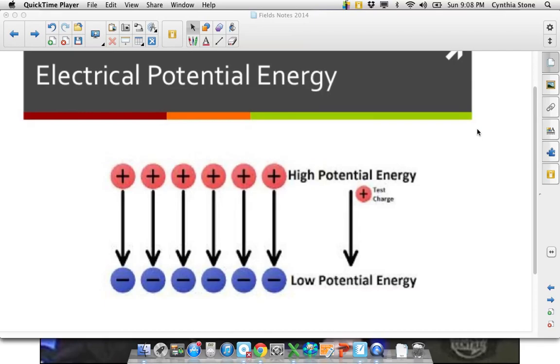No, we talked about forces. Now we're talking about electrical potential energy. And what does potential energy mean?